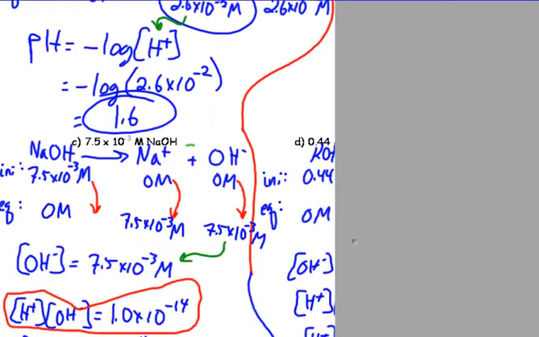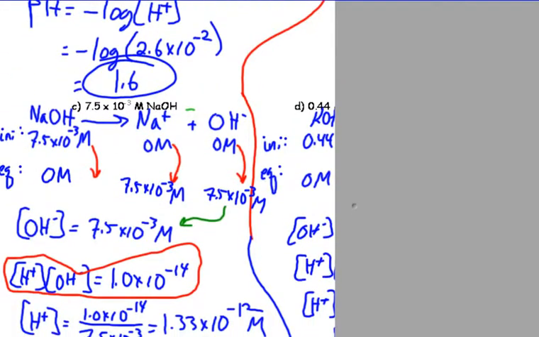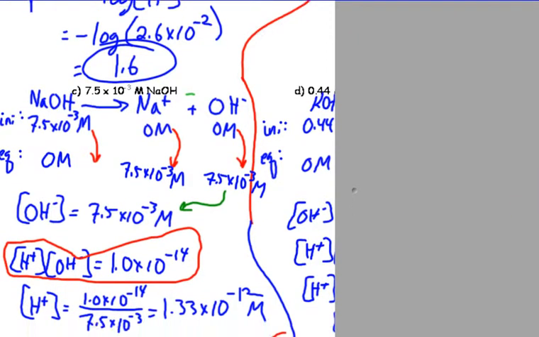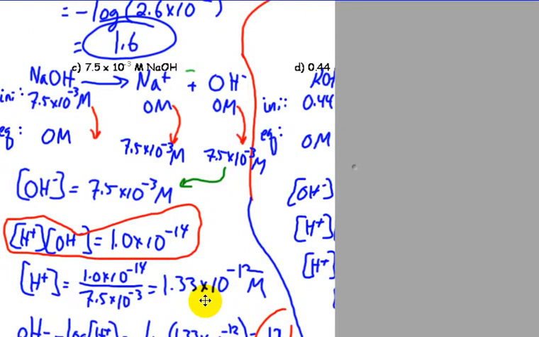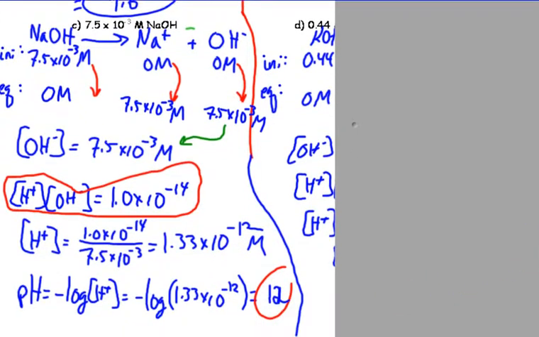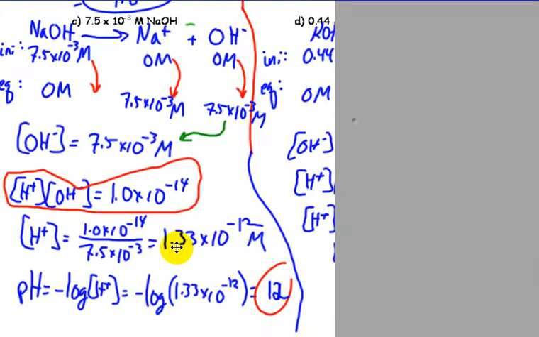Okay, so this one I chose to use this route. The hydroxide ion concentration is 7.5 times 10 to the minus 3. Rearrange, solve for H, and I get 1.33 times 10 to the minus 12. And then, of course, to figure out the pH, take the negative log of that, and I get my result of 12.